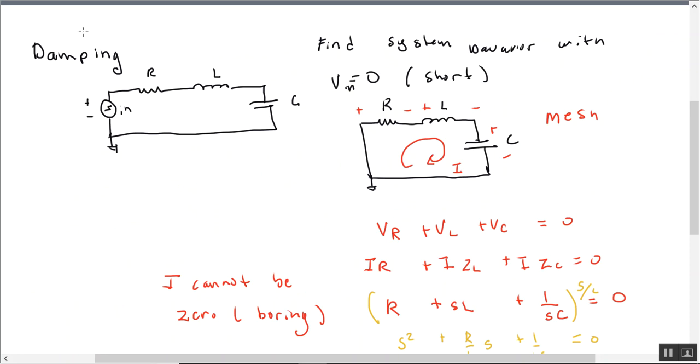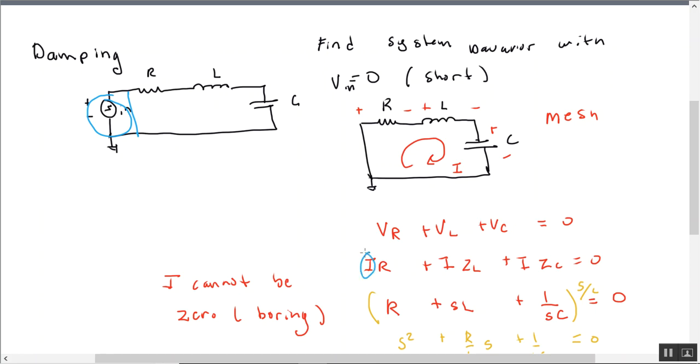So again, the easiest way to tell whether it's over, under, or critically damped is just to look at the impedances with no input. So just short it, because when Vin is 0, it's a short. Now, when a current source is 0, you take it out because it's infinite impedance. So this lends itself to mesh because there's one loop. So VR plus VL plus VC equals 0. I times R plus I ZL plus I times ZC equals 0.